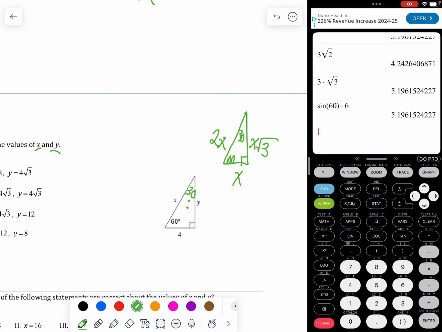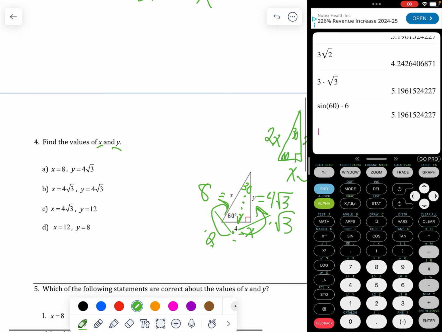Right, so, oh, that's nice. They gave us that short leg, which is x. To get from the short leg to that hypotenuse, we just multiply that by 2. So 4 times 2 is 8. And again, from that short leg to that long leg, we multiply the short leg by the square root of 3. So y should be 4 times the square root of 3. Okay, let's check.